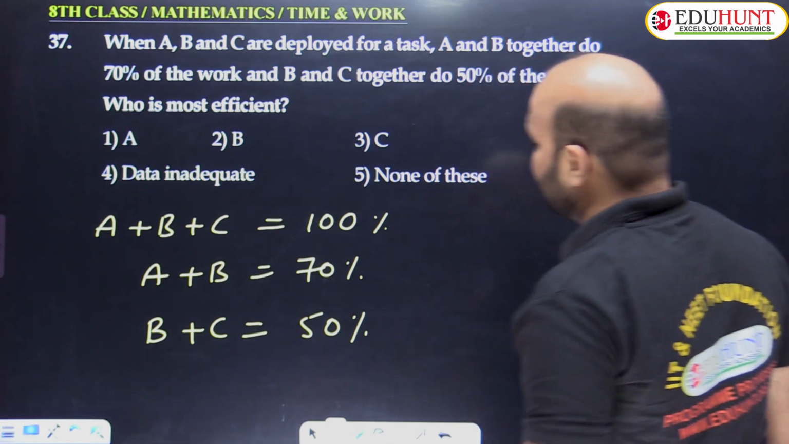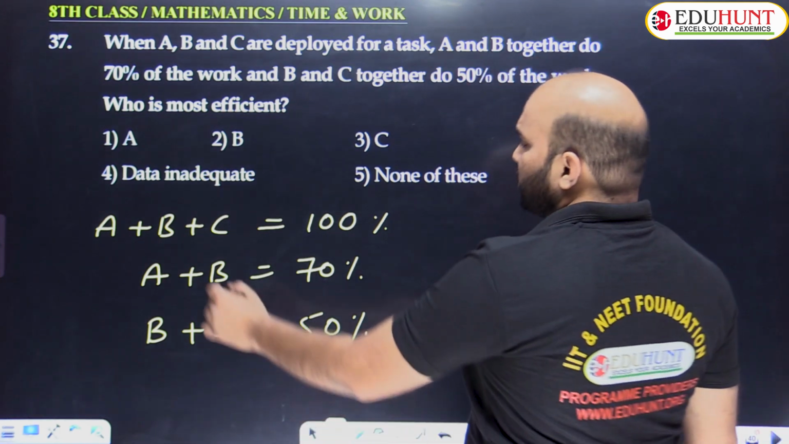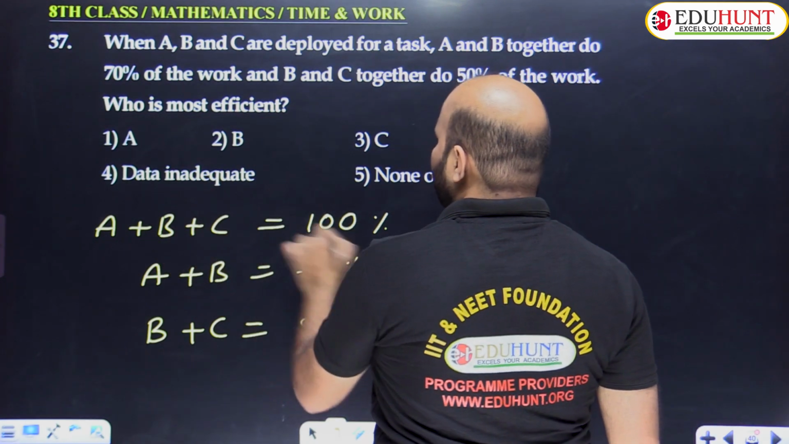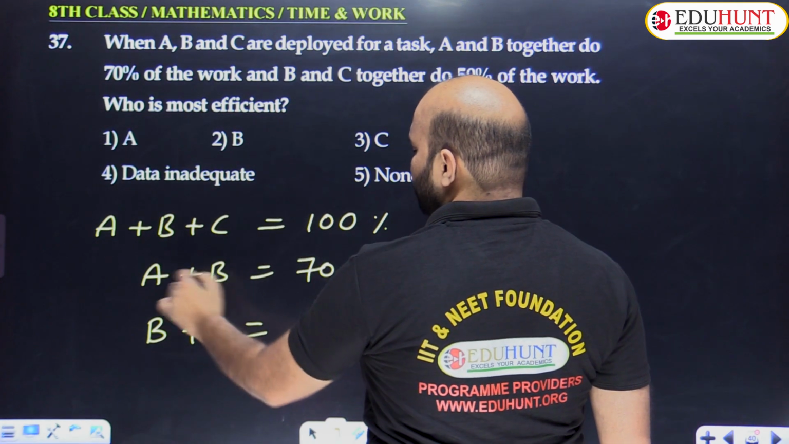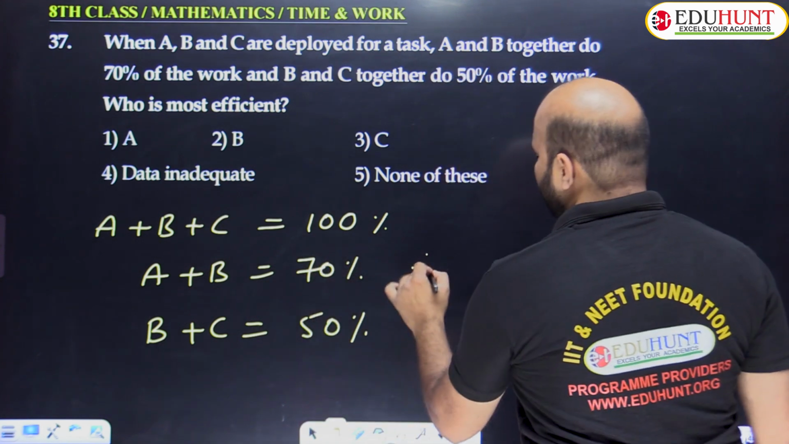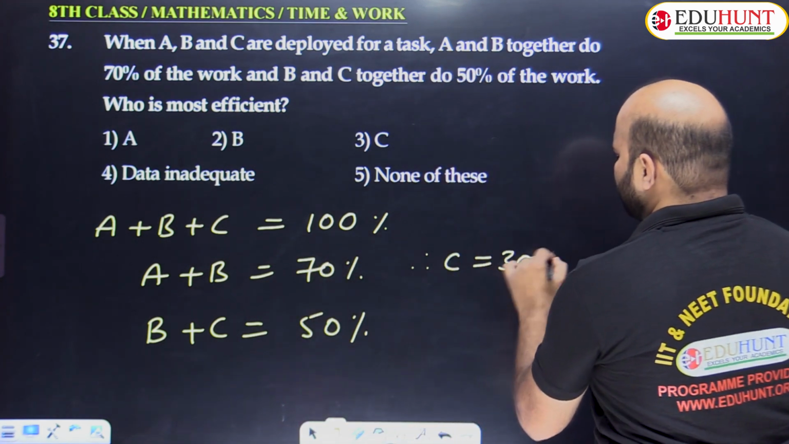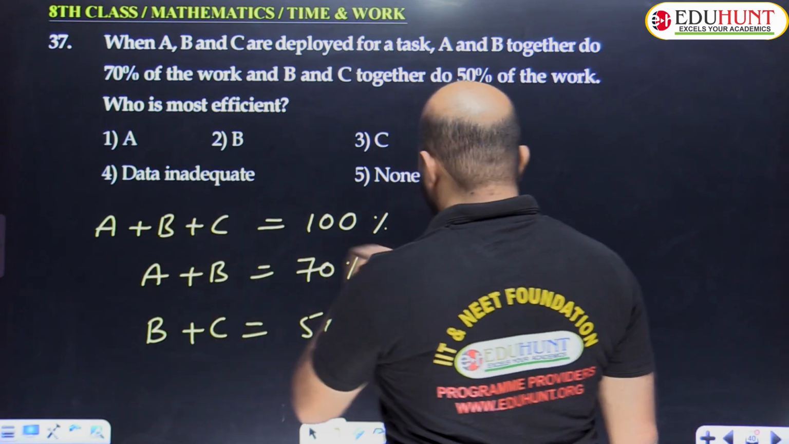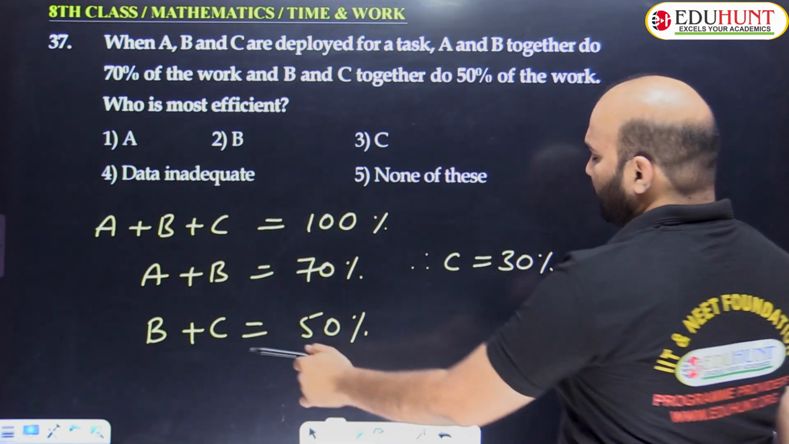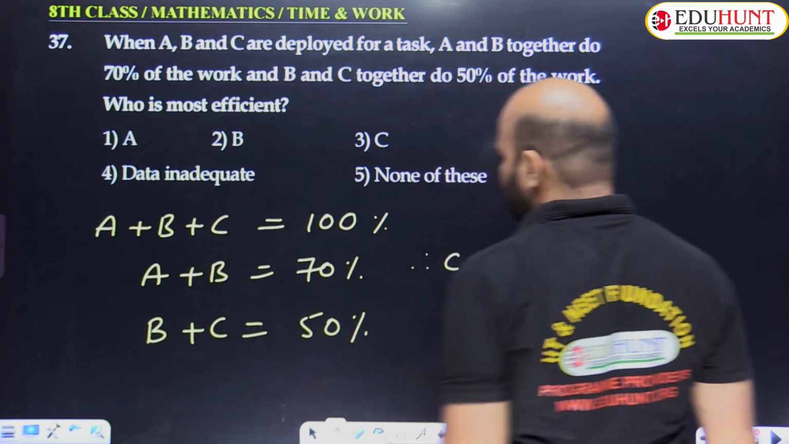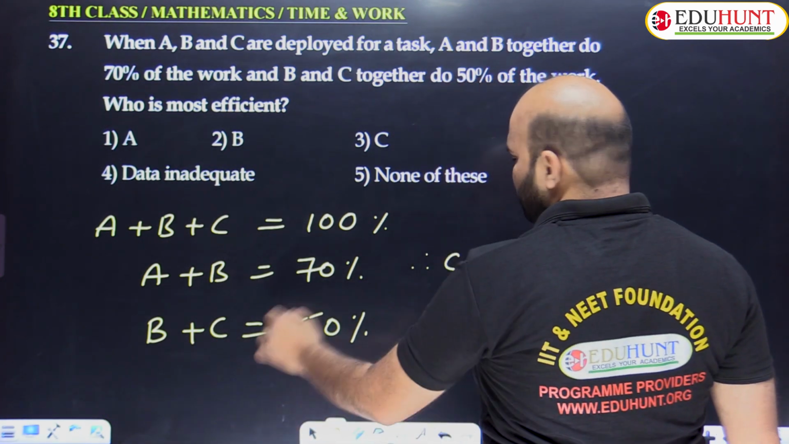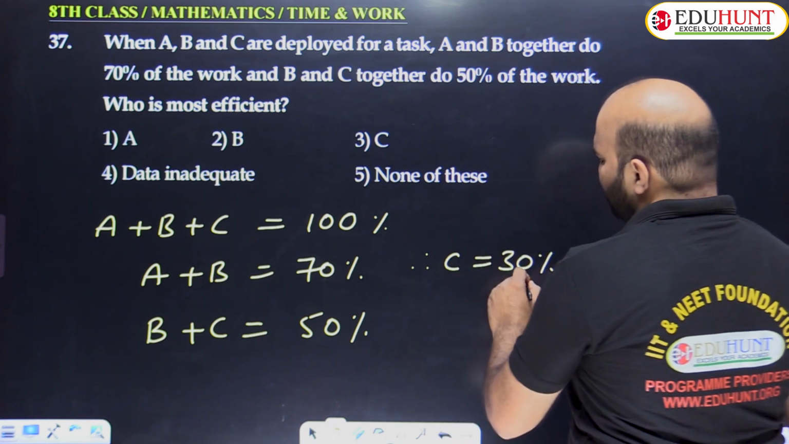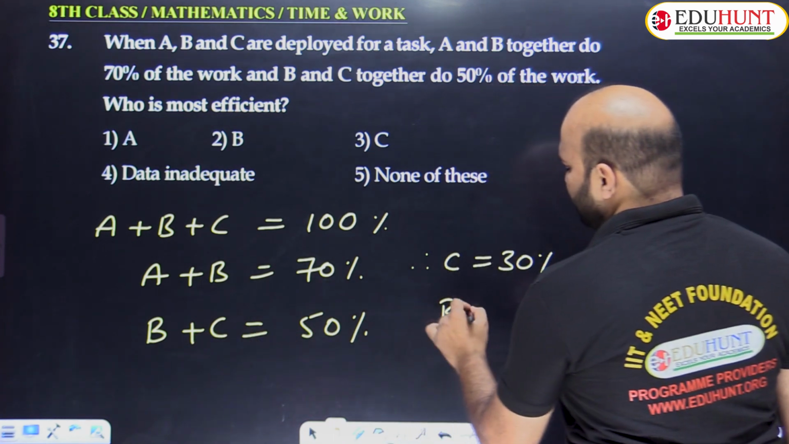So clearly in that question, A, B, C total work is 100%, and out of 100%, A and B together complete 70%. That means C's efficiency is how much? 30% only, because 100 minus 70, ABC minus AB, is C's efficiency. By using the already given B plus C, how much? B plus C is 50%. So you know the C value is 30%, so what is the B efficiency?